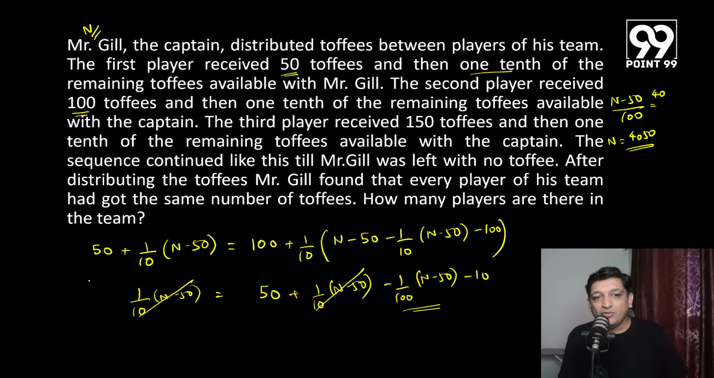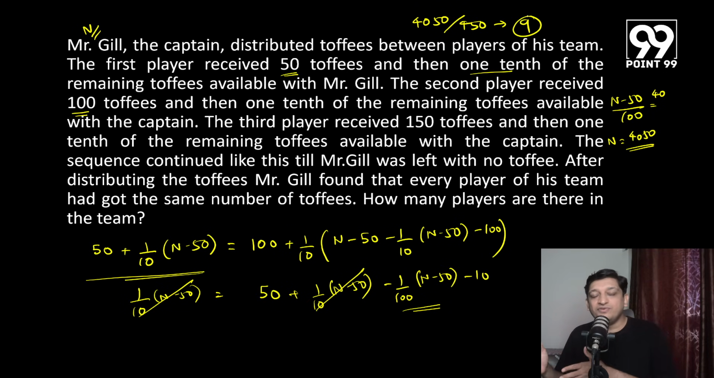We also know how many toffees the first player got. So 4050 minus 50 is 4000. 4000 divided by 10 is 400. So 450 is what we are going to get. So the first player got 450 toffees, and 4050 divided by 450 is 9. So 9 players would be the ones among whom these toffees have been distributed. So your answer should be 9. Absolutely wrong, because Mr. Gill is also the captain of the team and is also there in the team. So in this case, the correct answer is going to be 9 players plus Mr. Gill, that is 10.